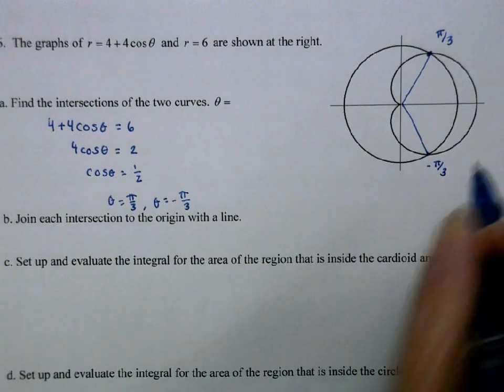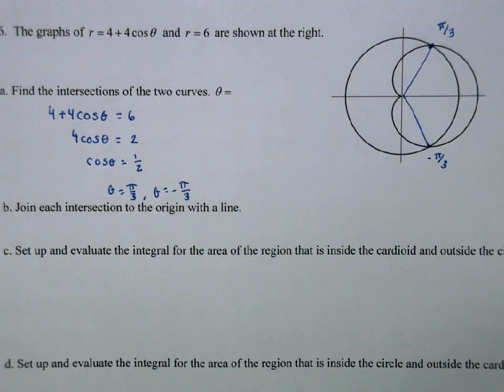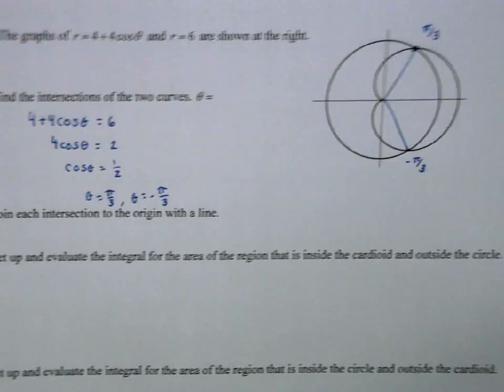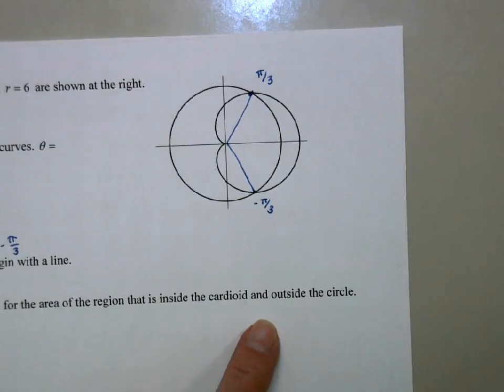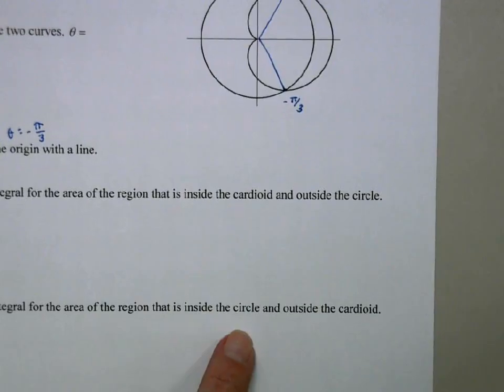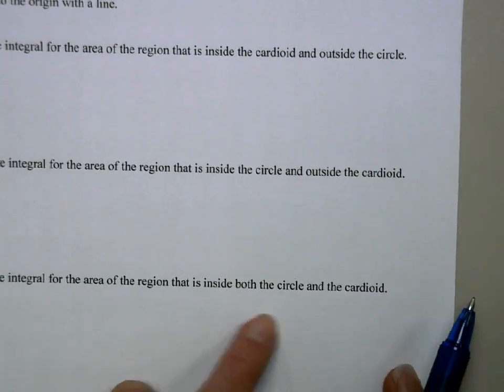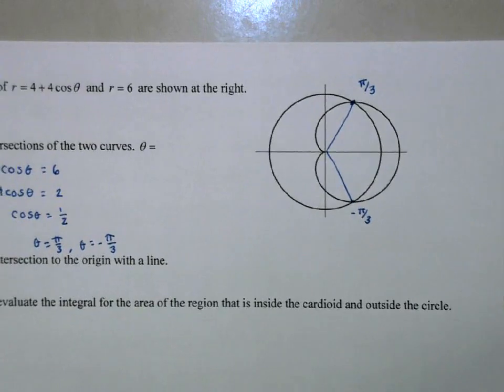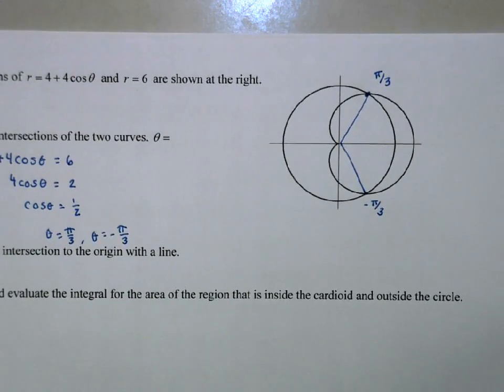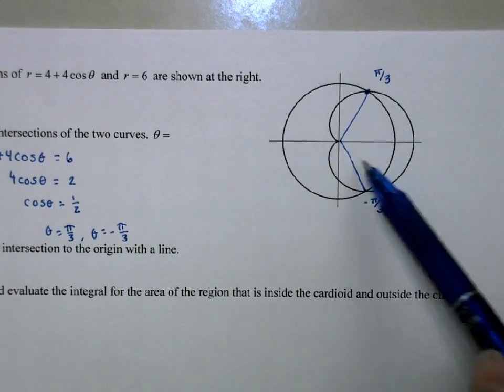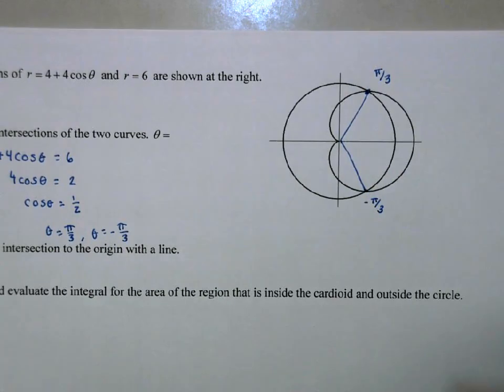Okay, so we're going to do 3 different integrals. We're going to first do inside the cardioid, outside the circle, inside the circle, outside the cardioid, and then inside both the cardioid and the circle. Okay, so first, for inside the cardioid, but outside the circle, we are talking about this area here.